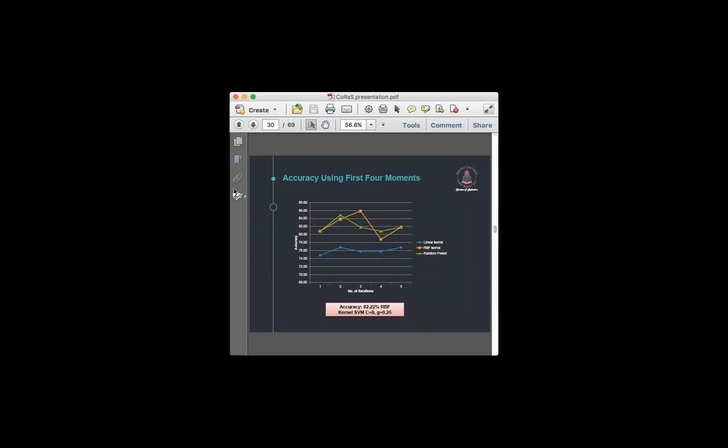So here you can see the accuracy that we achieved by using the first four movements. If we use the linear kernel in SVM, we get lower accuracy. With RBF, we have improved accuracy, and with random forest, we also have improved accuracy. So here we have the best accuracy achieved by the RBF kernel SVM with these parameters, where C is 8 and gamma is 0.25, and the accuracy we achieved was 82.8%. Next slide, please.